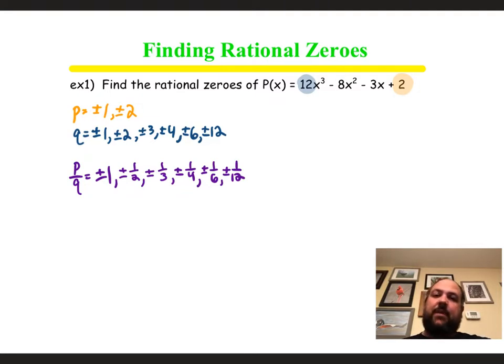We're going to do the same thing with the second factor for p, which is 2. So we could also have plus or minus 2 over 1. Then we have 2 over 2, but 2 over 2 is the same thing as 1, so I don't need to rewrite that one. Then I would add plus or minus 2 over 3. And then I get to 2 over 4, but 2 over 4 is 1/2, so I don't need to write that again. 2 over 6, that's the same as 1/3. Don't need to write that. And 2 over 12 is 1 over 6. So this is our final list then of possible solutions.